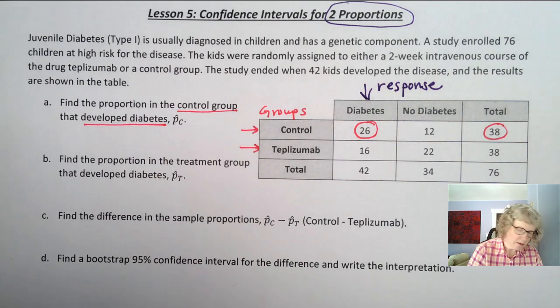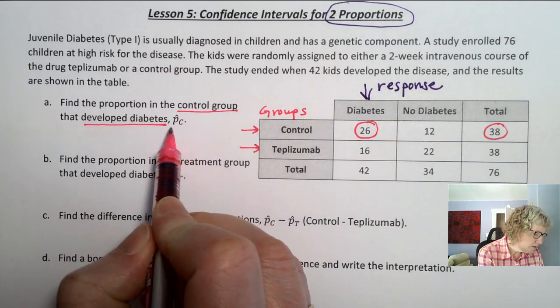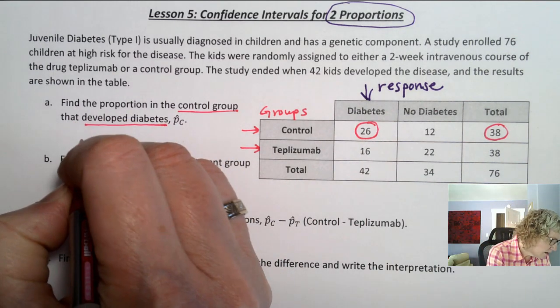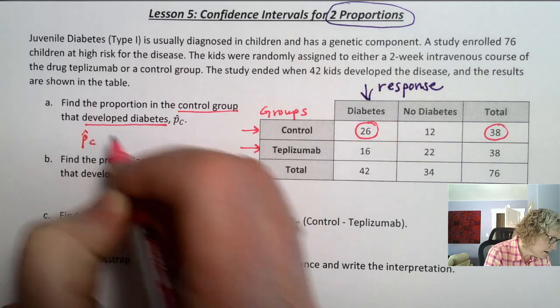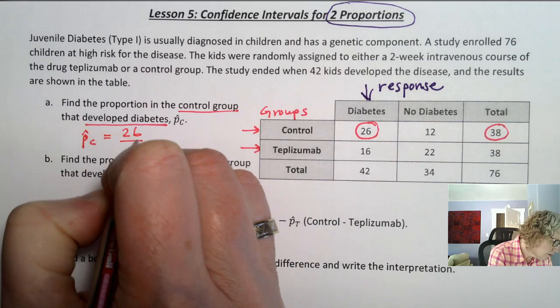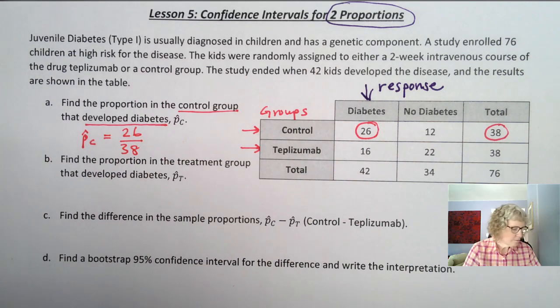So let me write that. And notice with this p hat, there's a C on it. Since we're going to have two different proportions, we will use either a number or a letter to distinguish the two. So that's a subscript. C for control is what I picked in this case. P hat sub C equals 26 out of 38.